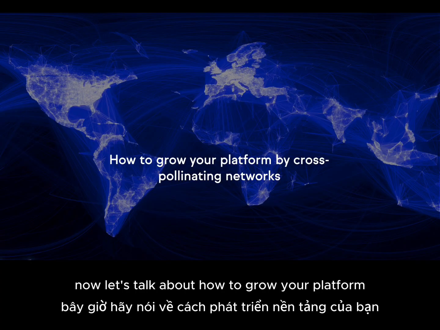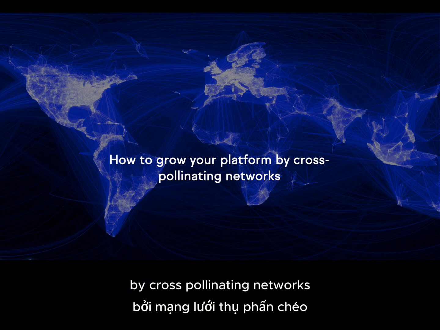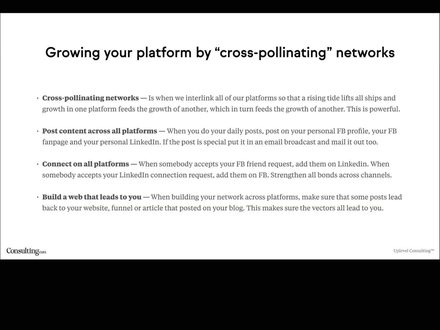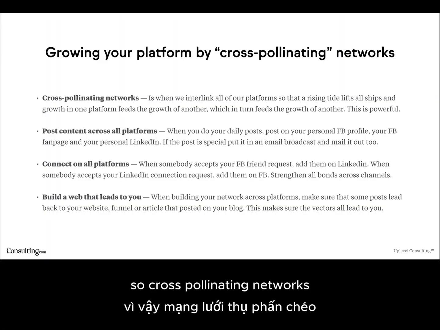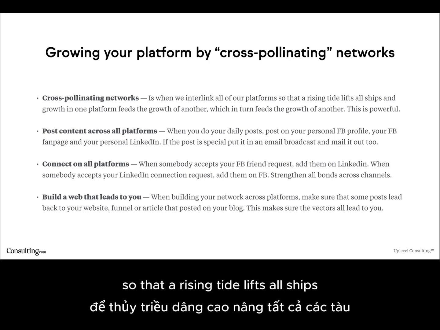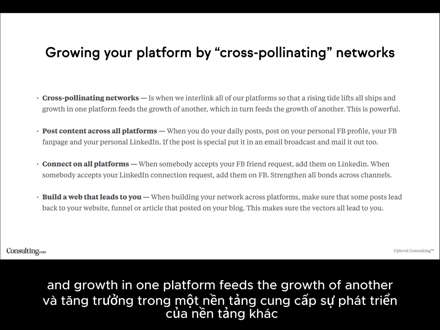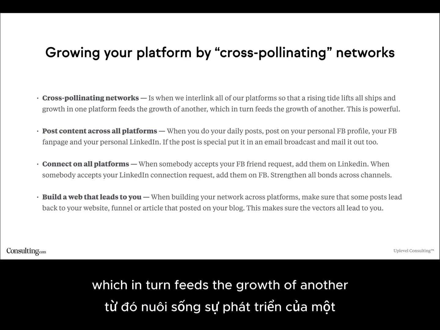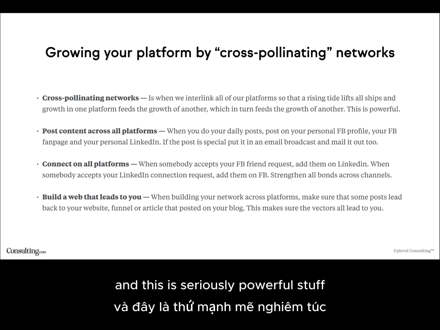Now, let's talk about how to grow your platform by cross-pollinating networks. So cross-pollinating networks is when we interlink all of our platforms so that a rising tide lifts all ships, and growth in one platform feeds the growth of another, which in turn feeds the growth of another. And this is seriously powerful stuff.